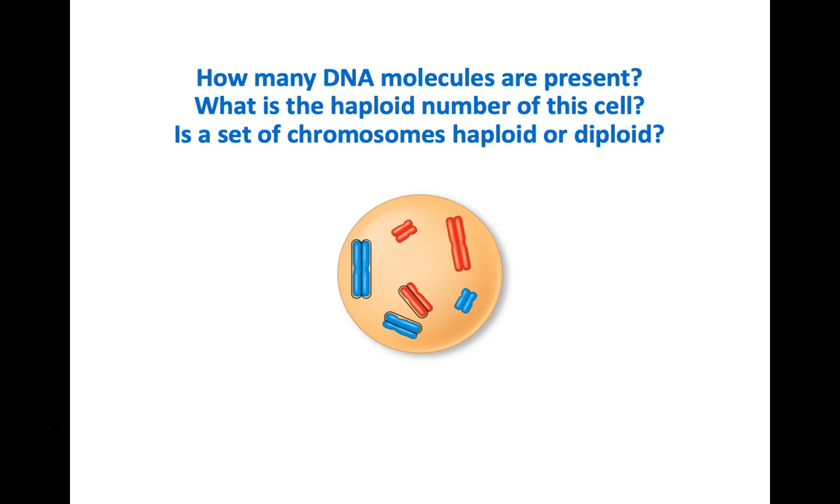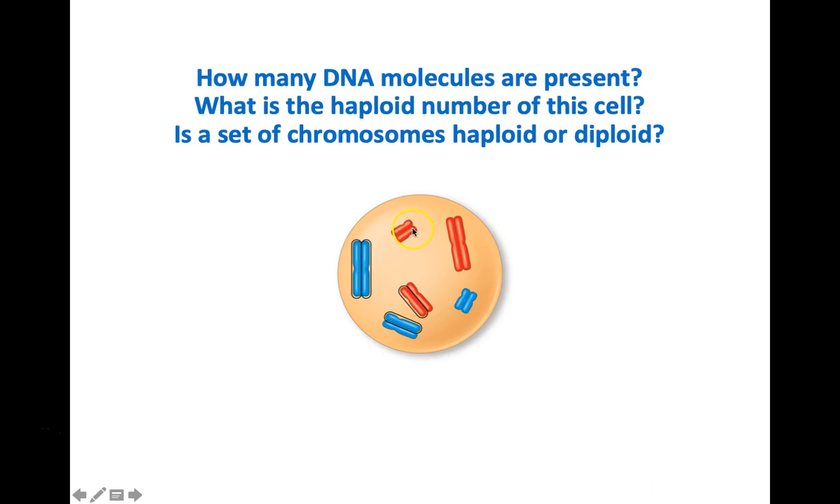So before we get into meiosis, let's talk about chromosomes just a little bit. How many DNA molecules are present here? Remember that we said we count chromosomes based on the number of centromeres. So here we have this large blue chromosome. This is considered one chromosome because they're bound together at the centromere. We actually have two molecules of DNA, though, forming one chromosome. So there are a couple different ways we can answer this question.